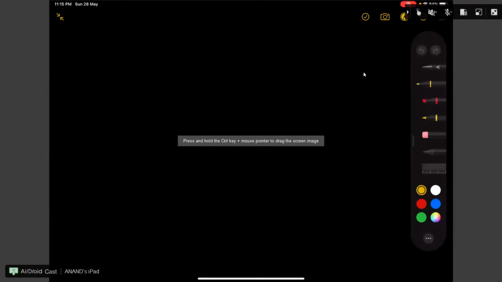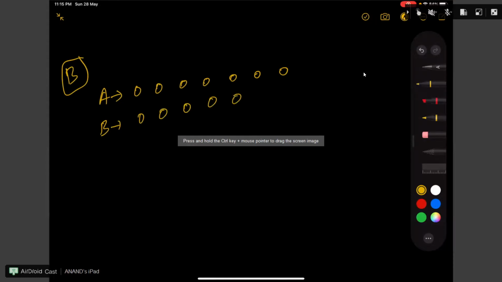Okay, so in problem B, you are given two arrays. Let's say this is your array A, and then there is another array B, and both are of the same length. Now you have to merge them. So in merging, what will you do? You will form another array C. So now you will take either the first element of A or the first element of B and then append it.